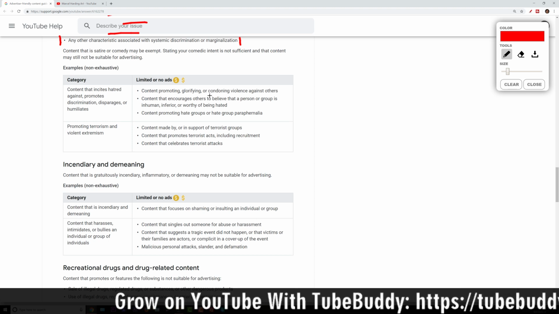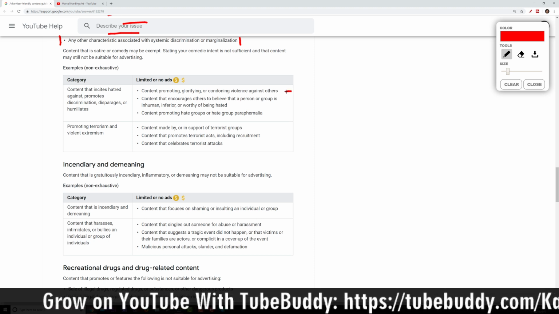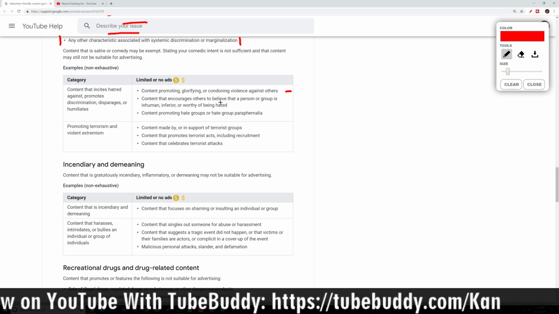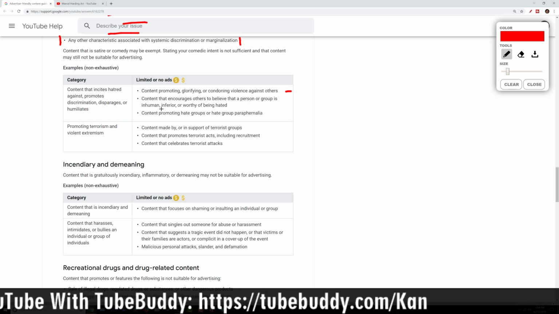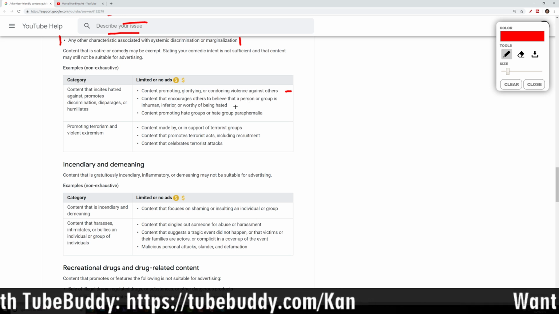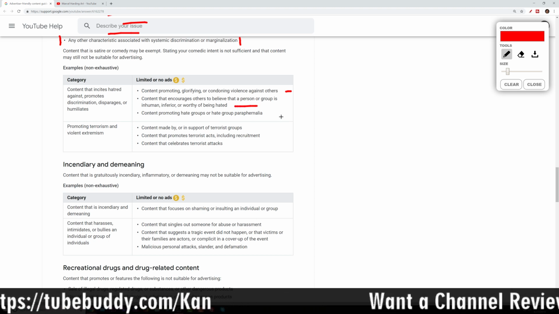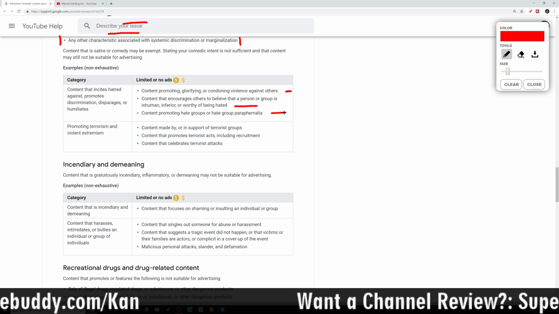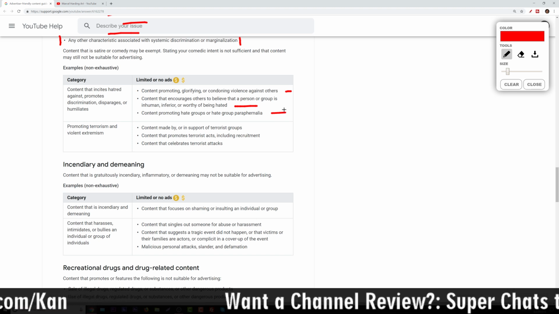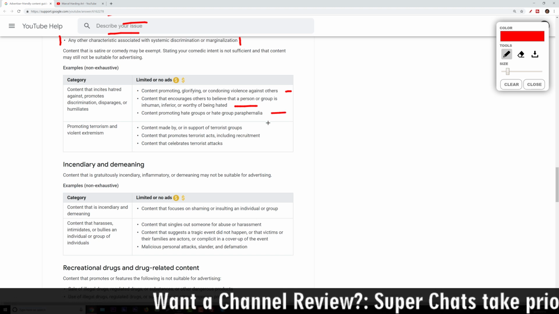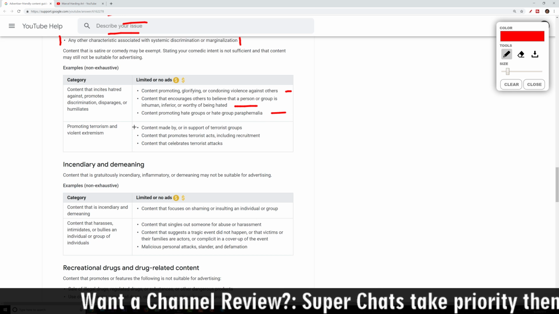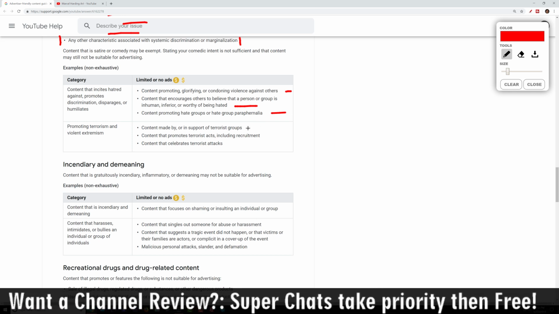Content promoting, glorifying, or condoning violence against others, makes sense. Content that encourages others to believe that a person or a group is inhuman, inferior, or worth being hated also makes sense. Content promoting hate groups or hate group paraphernalia. I know exactly what this is about, and if you've been around YouTube in 2019, you might know what this is for. Content made by or in support of terrorist groups.